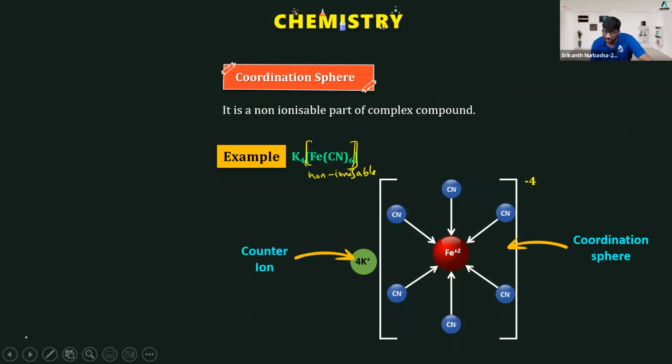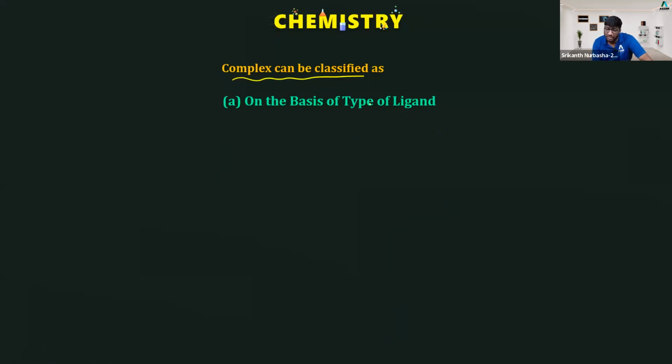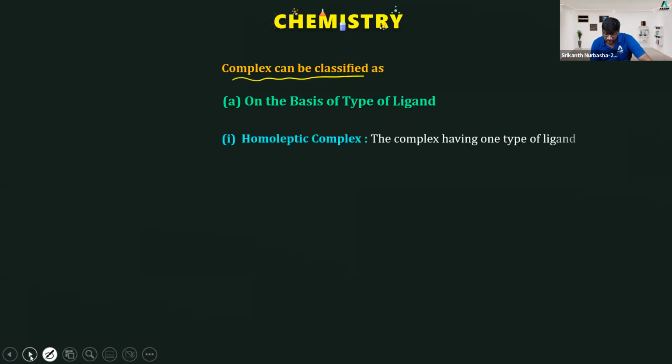This is your coordination sphere, which is the non-ionizable part. The K+ ions are said to be the counter ions. Complex: the classification of complexes can be based on the type of ligand. On the basis of type of ligand, we can say complexes are of two types, homoleptic and heteroleptic. The name itself suggests it easily.